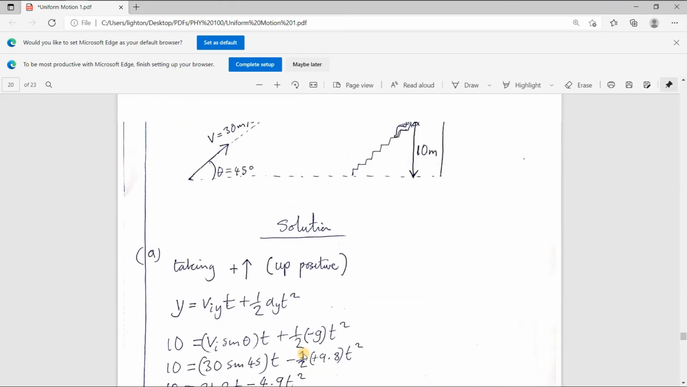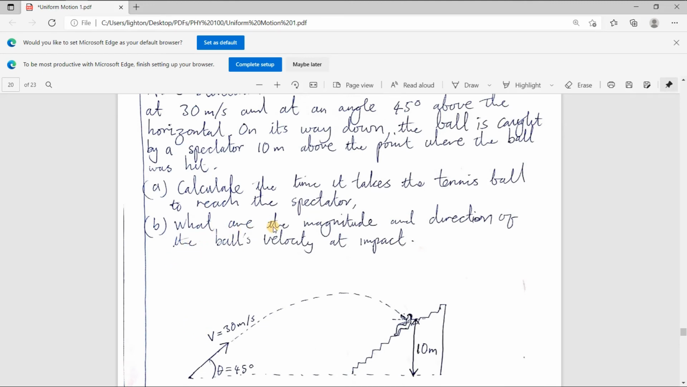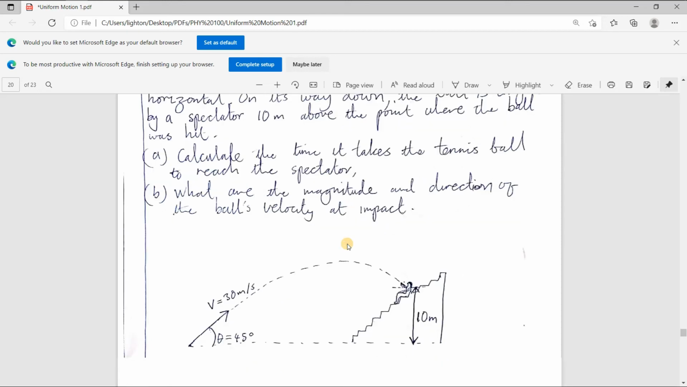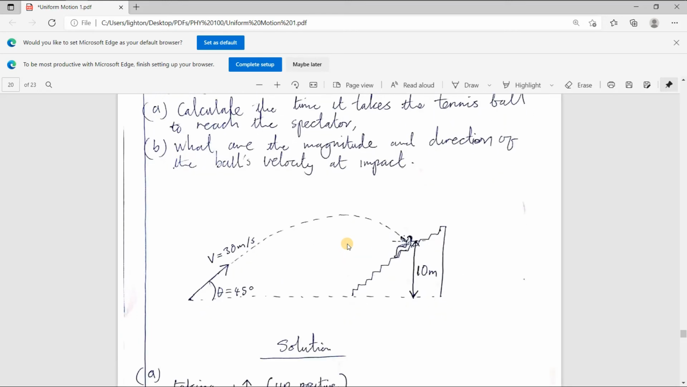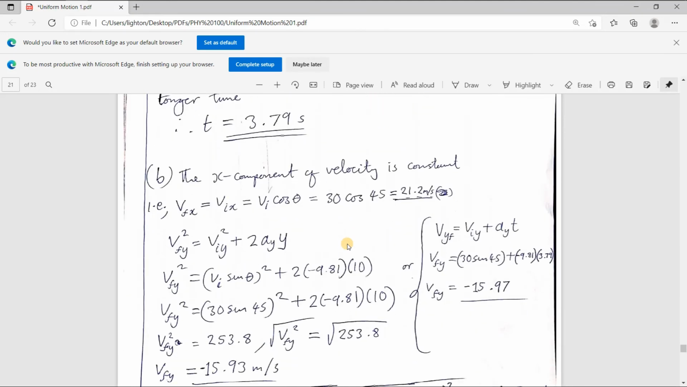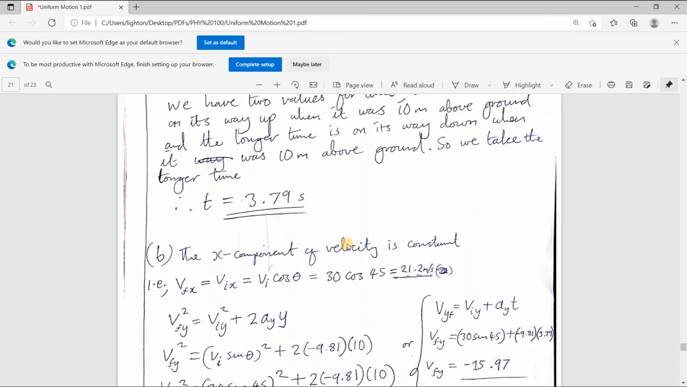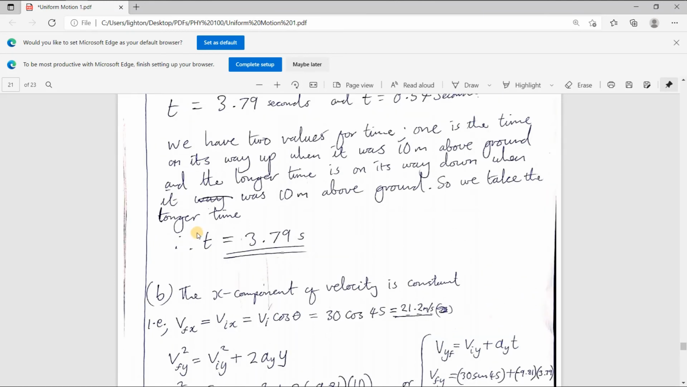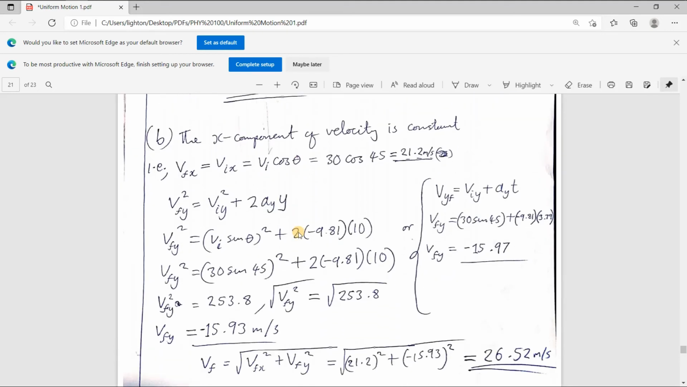Okay, good. Now, what are the magnitude and direction of the ball's velocity at impact? Now, we want the magnitude and direction of the ball's velocity at impact. Let's now see what we will have at impact. We already have the time, right, which is 3.79 seconds. So the only thing we have to now find is the components of velocity in the y-axis and in the x-axis. So this is what we're doing.